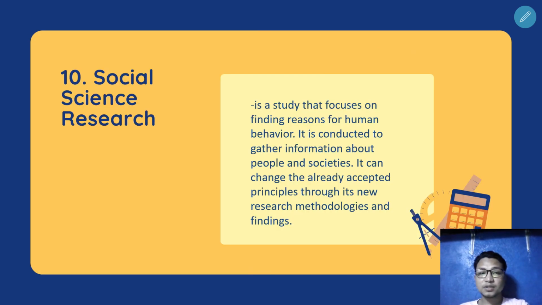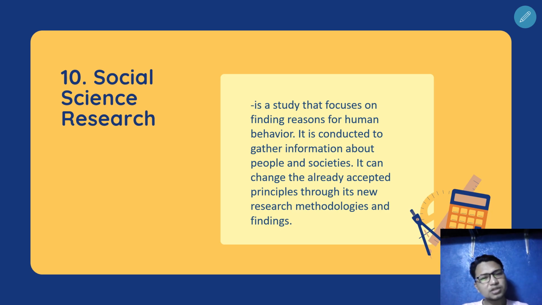And then lastly, we have the social science research. So social science research is a study that focuses on finding reasons for human behavior. So it is conducted to gather information about people and societies. It can change the already accepted principles through its new research methodologies and findings. So basically, you will be studying how people behave, how they react in a certain situation, what are the reasons behind their actions, or what are the factors that affect their behavior today. So those are the focuses of social science research.